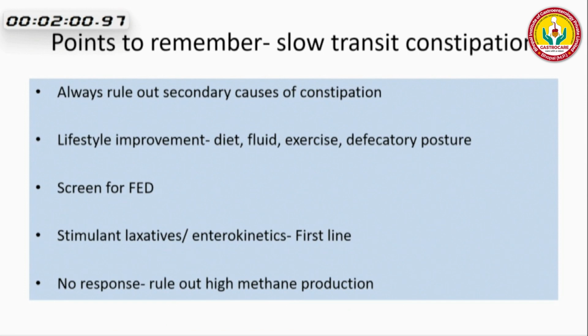So when we have a patient with slow transit constipation, always rule out secondary causes of constipation. Lifestyle improvement by diet, fluid, exercise, and using an Indian seat or a Western seat with a footstool is important. We should screen these patients if they are not responding for fecal evacuation disorders. Stimulant laxatives and enterokinetics like prucalopride are the first line of choice. And if there is no response, then we should look for high methane production.